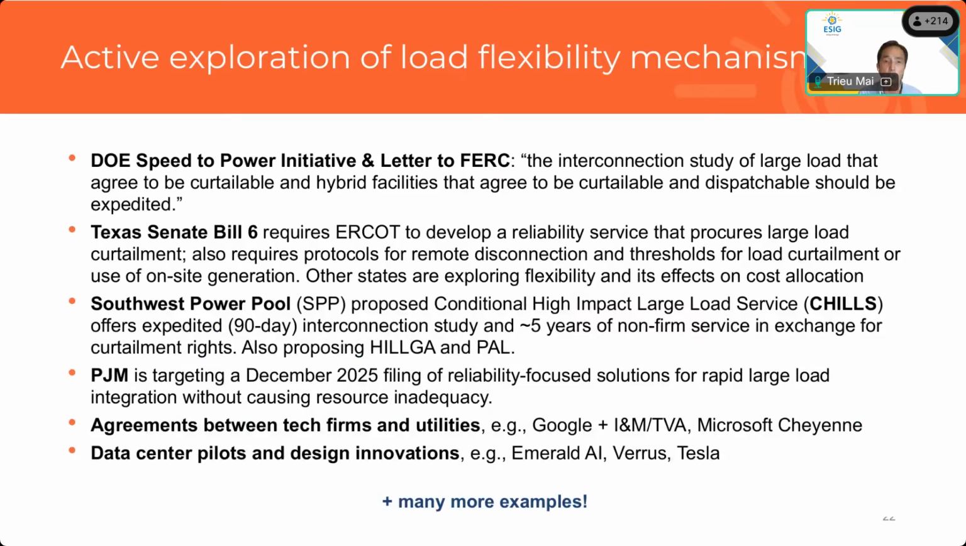One is the DOE Speed to Power Initiative and the associated ANOPR letter to FERC that was just put out 2 weeks ago. And just reading this quote quickly, that ANOPR includes many principles, one of which is the interconnection study of large loads that agree to be curtailable and hybrid, that's the co-located aspect, facilities that agree to be curtailable and dispatchable should be expedited. So really, that's all around the theme of speed to power. If you enable some flexibility, perhaps it could reduce the burden on the interconnection side.